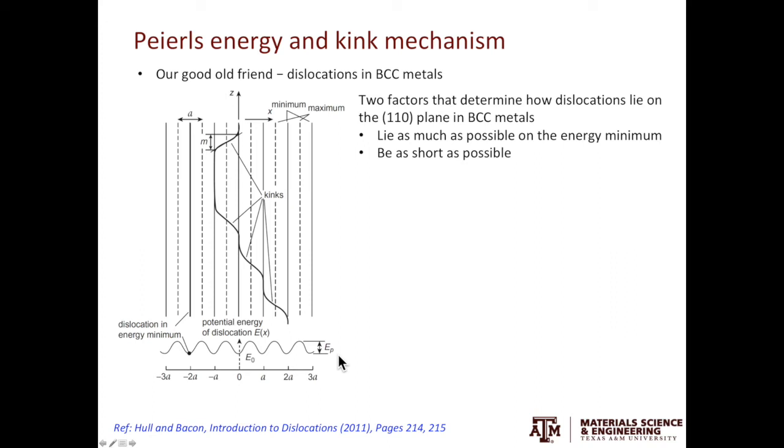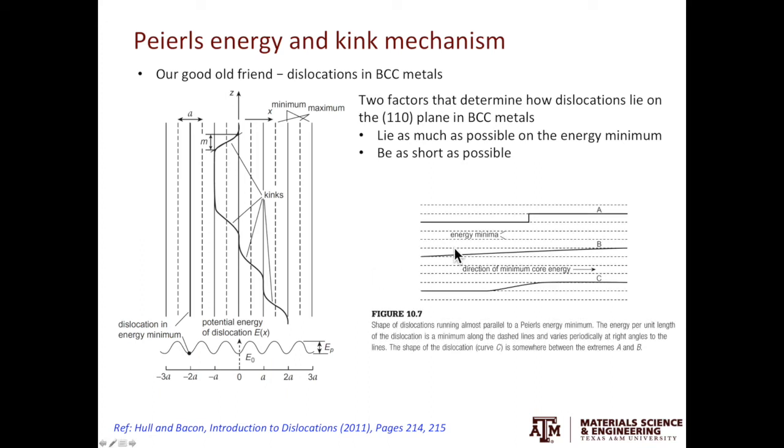The two competing factors are: one, the dislocation line wants to lie as much as possible on the energy minimum, and two, the dislocation line wants to be as short as possible. Let's look at some examples. In case A, the first factor dominates because the dislocation lines lie on the energy minimum as much as possible, with a very apparent kink here. In example B, the second factor dominates, and you see the dislocation does not lie as much as possible on the energy minimum, without an apparent kink that would give extra dislocation length. Then what gives you the difference?